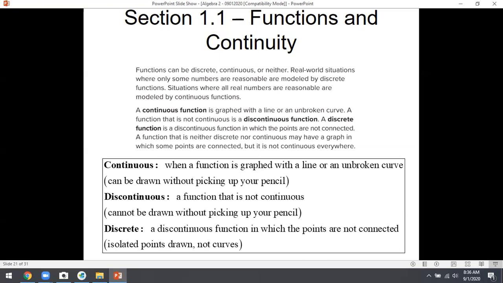There's three kinds of graphs you might see in your life. If you do have time, you can copy down those graphs up here. They're going to go along with them. But essentially, the word continuous just means it's a nice, smooth, connected curve. And that's what a lot of things we're going to do in life is. When a function is graphed with a line or an unbroken curve, it's nice and just one smooth motion. You can draw it without lifting up your pencil. That's a good middle school definition, and it holds. This one over here is continuous because I drew it without picking up my pencil.